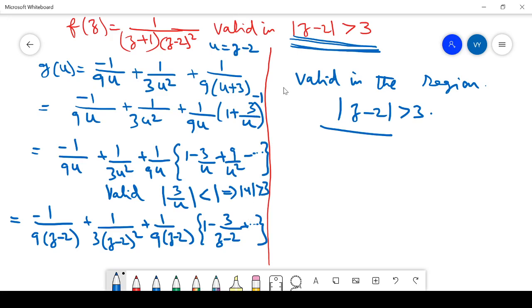You can see in the two problems that we have worked out, f of z is the same function. Depending upon the validity, the expansion of f of z varies. With this, we complete the second problem.